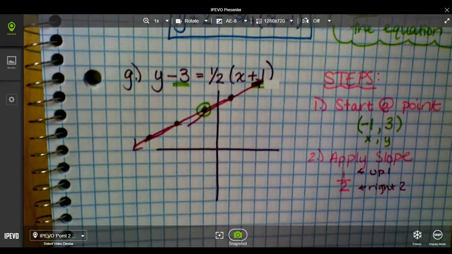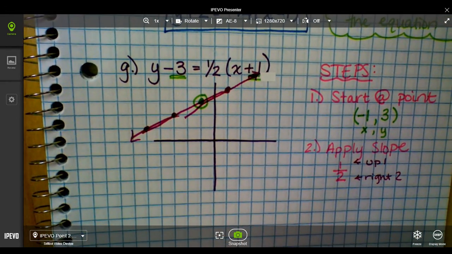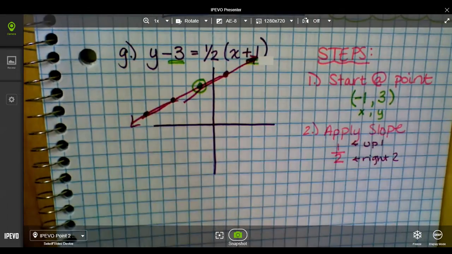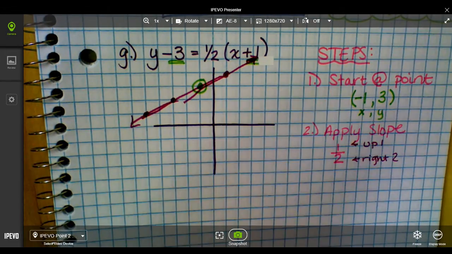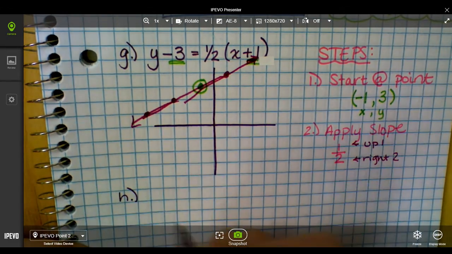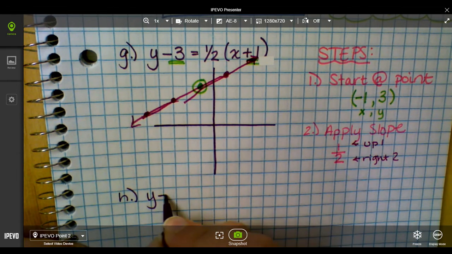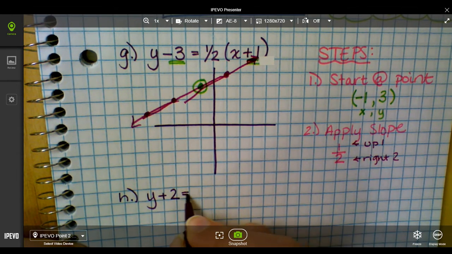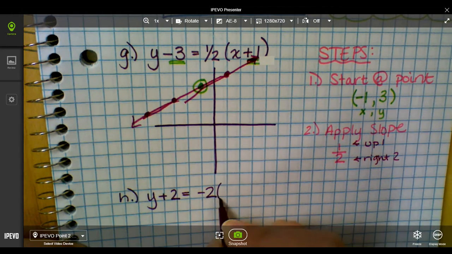Okay, let's try one more of those. And again, you can feel free to pause it, graph your own line. Make sure your line's better than mine. All right, so for this one, just trying it again, y plus 2 equals -2 times x minus 3.